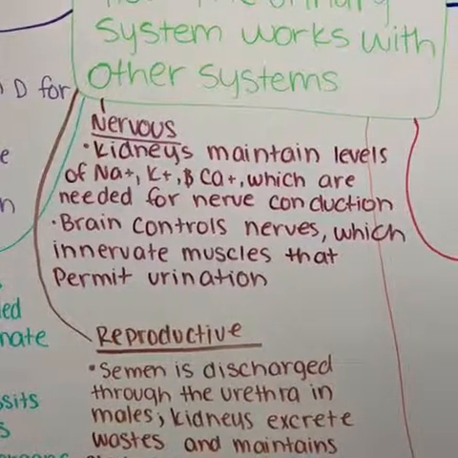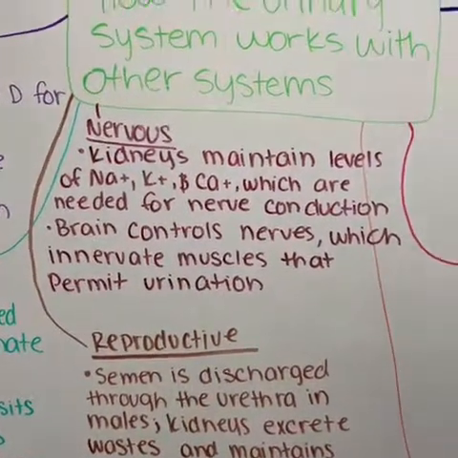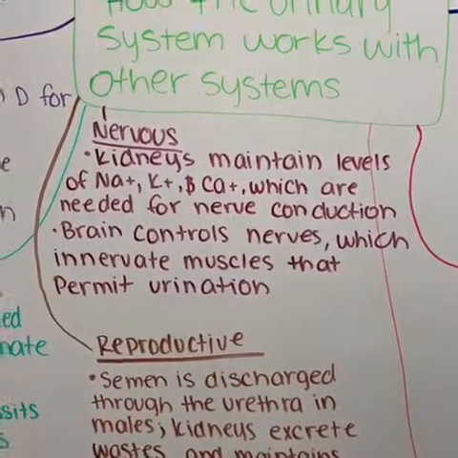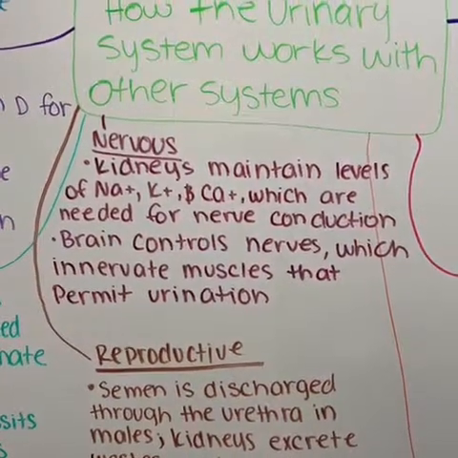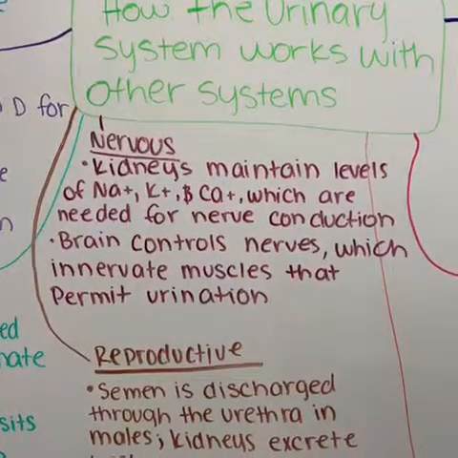The nervous system. Kidneys maintain levels of salt, potassium, and calcium, which are needed for nerve conduction. The brain controls nerves, which innervate muscles that permit urination.